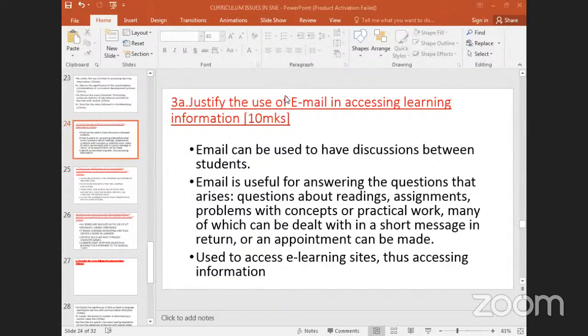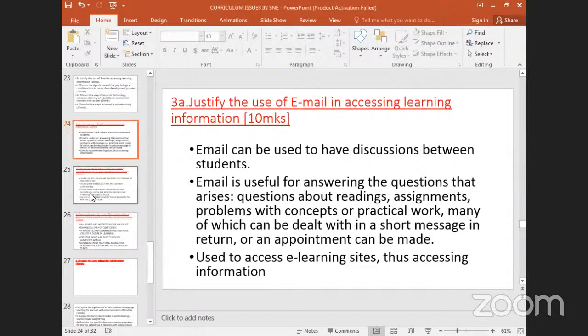And also the email is used to access the e-learning sites, thus accessing the information. Like you can remember during our face-to-face, when the legitimate way of joining had some issues, then the email was the most appropriate way that we were using to access the e-learning, the KISE e-learning portal.